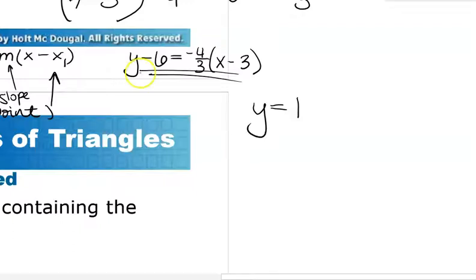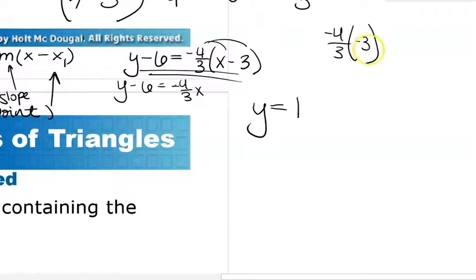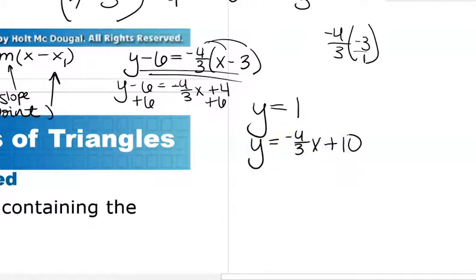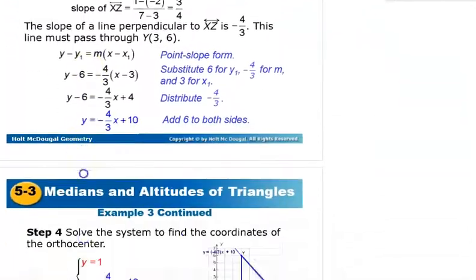Now I'm going to clean up this equation because it's kind of messy right now. What I'm going to do first is distribute this -4/3 in. -4/3 times -3, you can imagine this is over 1, so 12 divided by 3 is 4 again, positive 4. We're going to add 6 to both sides. So then my equation is y equals -4/3 x plus 10. And I'm going to go down here and check where we're at.